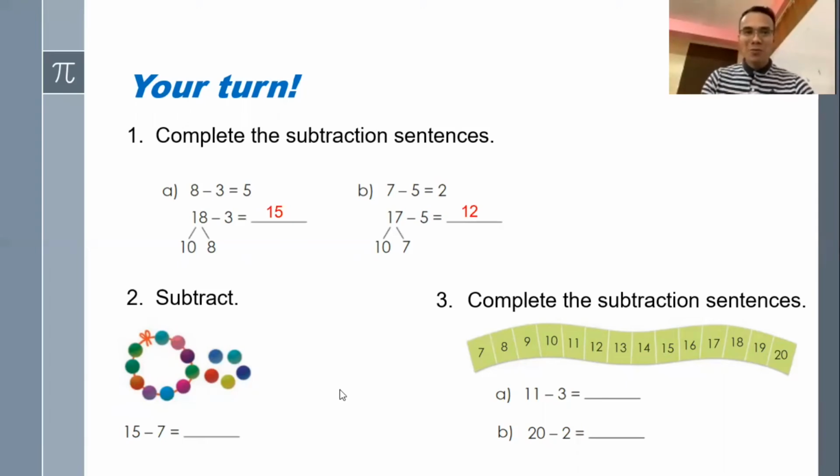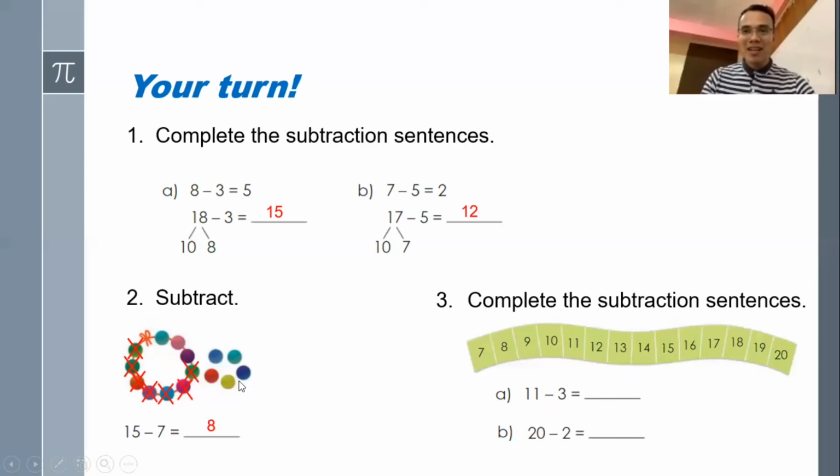For number 2, we have 15 minus 7. The beads are given. There are 15 beads, and we're going to take away 7 of them. Let's do this. 1, 2, 3, 4, 5, 6, 7. 7 beads have been taken away. And there are how many beads left? From 10, we have 1, 2, 3, and there are 5 outside. So 3 plus 5 is 8. All right? Or you can count all of the remaining beads in the picture.